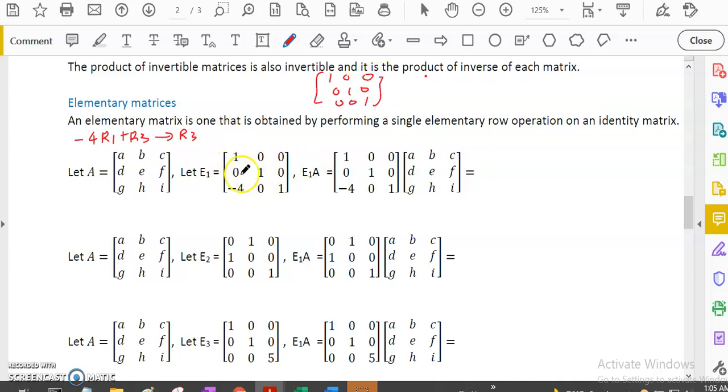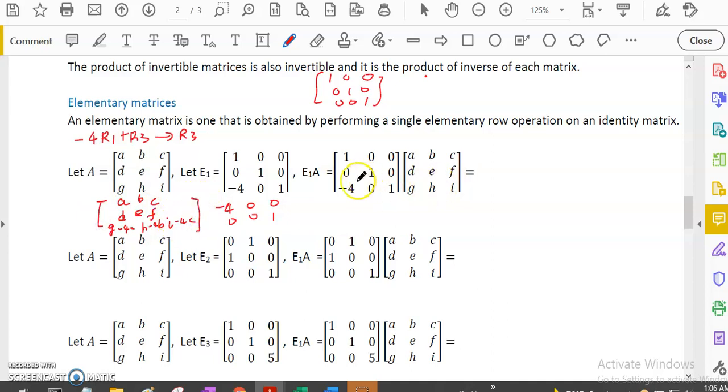If you do it, I multiply R1 by negative 4, giving negative 4, 0, 0, and add it to row 3, which used to be 0, 0, 1, so now it becomes negative 4, 0, 1. And then the matrix A is supposed to be: A, B, C no change, D, E, F no change. What about G? Adding negative 4 times A gives G minus 4A. H becomes H minus 4B. I becomes I minus 4C. So this is what it's supposed to be.